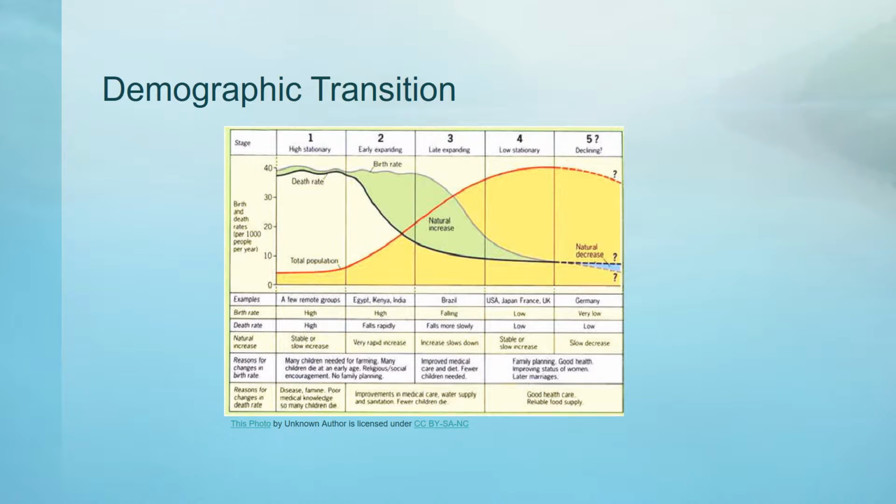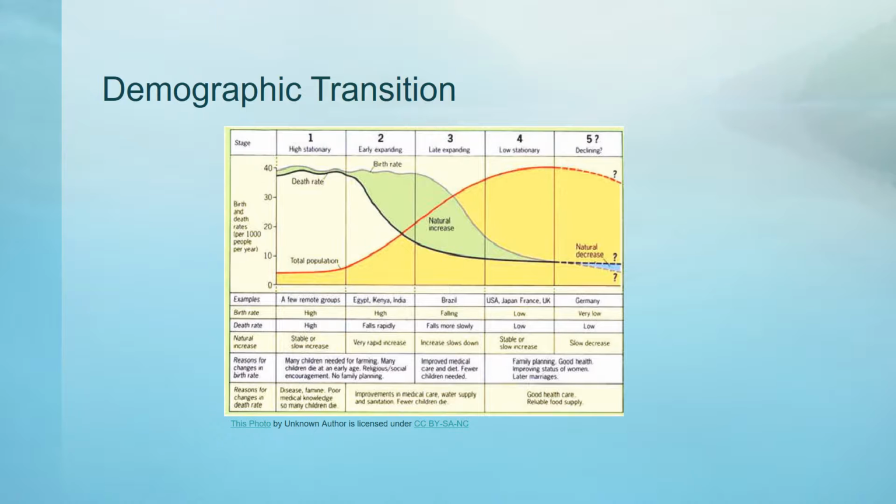Many children needed for farming, early age diet, religious and social encouragement, no family planning. Then improved medical care and diet, which I just said, so fewer children are needed. And then you have family planning, good health, improving status of women, later marriages. And the big one there, which isn't in this chart, is education. And then you realize the death rate's coming down.